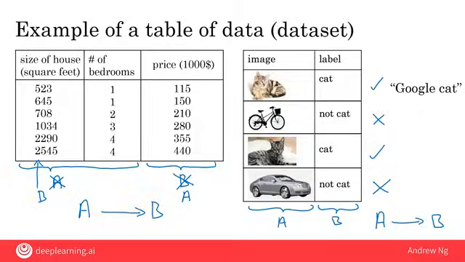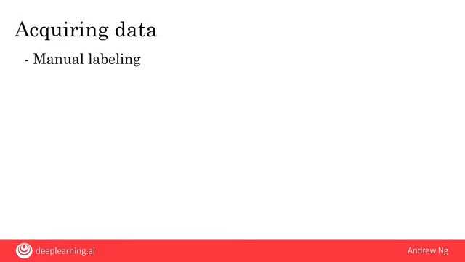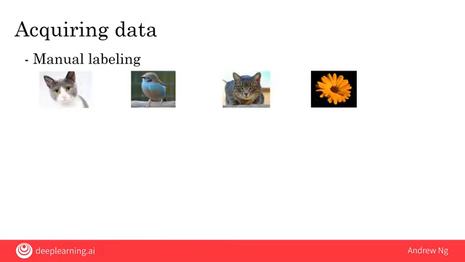I love dogs too. So data is important, but how do you get data? How do you acquire data? Well, one way to get data is manual labeling. For example, you might collect a set of pictures, like these over here, and then you might either yourself or have someone else go through these pictures and label each of them. So the first one is a cat, second one is not a cat, third one is a cat, fourth one is not a cat.